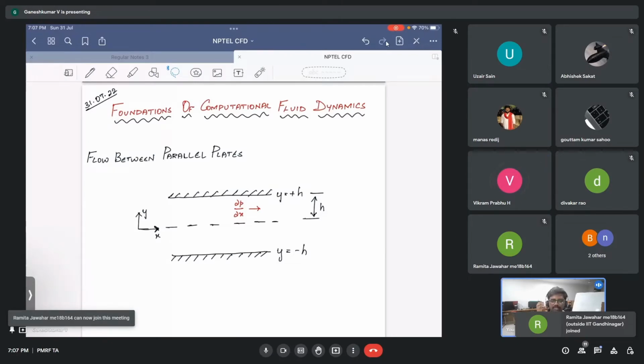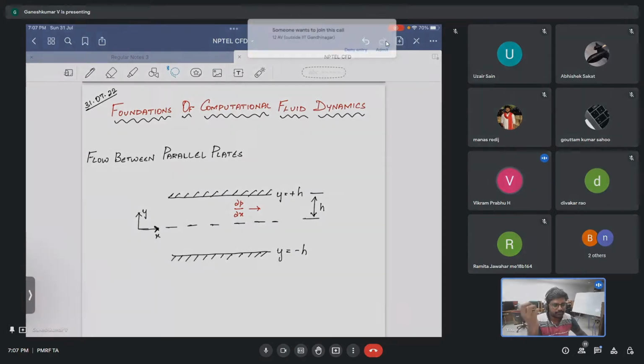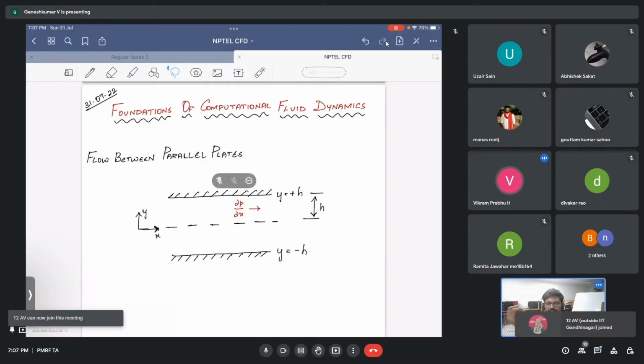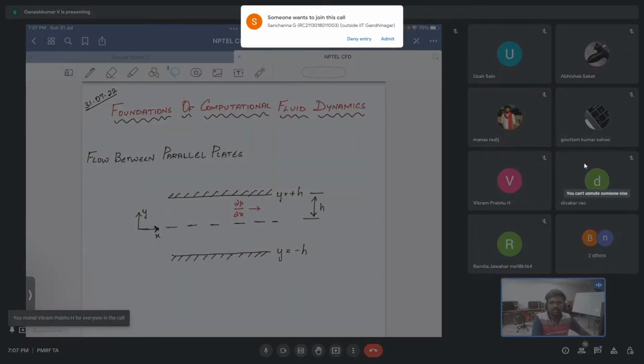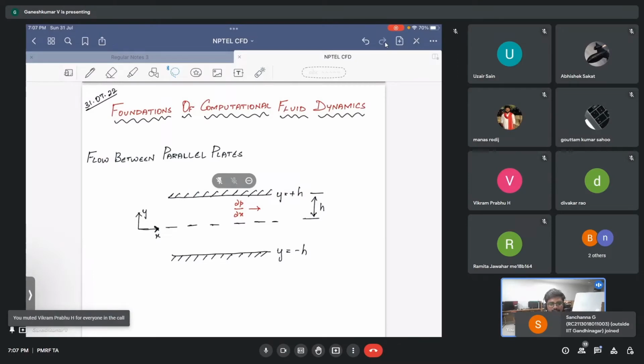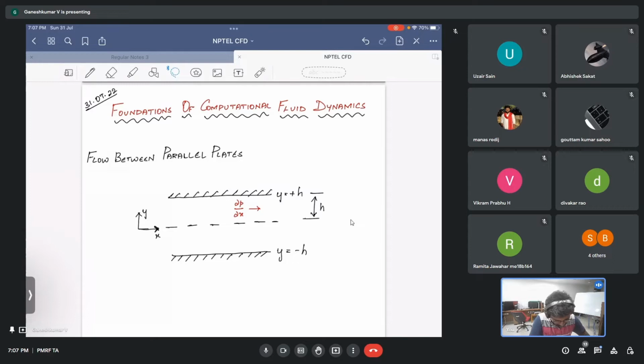I will take a very basic fluid flow problem, which is a flow between parallel plates. You must already know this problem, but still I would like to state each and every assumption and show you the difficulties in solving the Navier-Stokes equation for even a simple problem. So let's get started. This is going to be a flow between parallel plates.